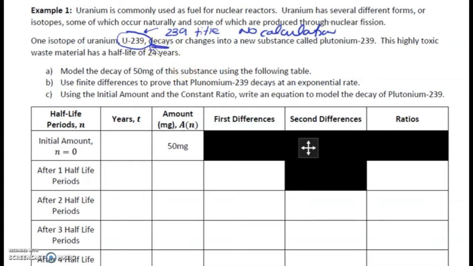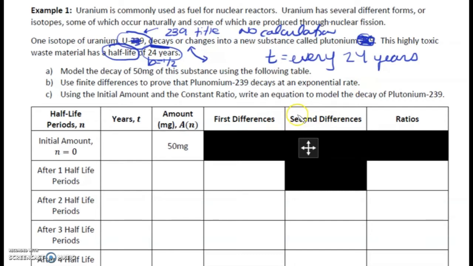Okay, it decays. That means it goes down, right? Decay looks like this. Or changes into a new substance called plutonium-239. Again, this doesn't matter. You can actually scratch it out so that it doesn't confuse you. Okay, this highly toxic waste material has a half-life of 24 years. So we have something called a half-life, and that is when our base is 1/2. This happens every 24 years. So this time, the T is not 1 year. The T is going to be every 24 years.